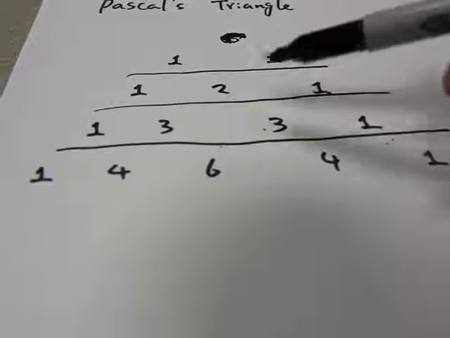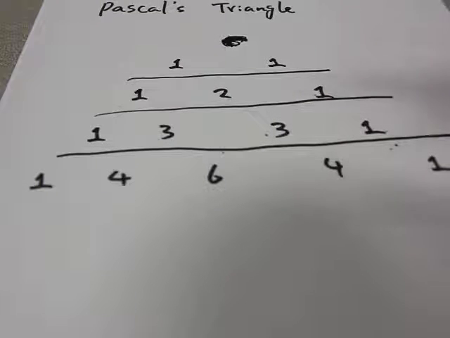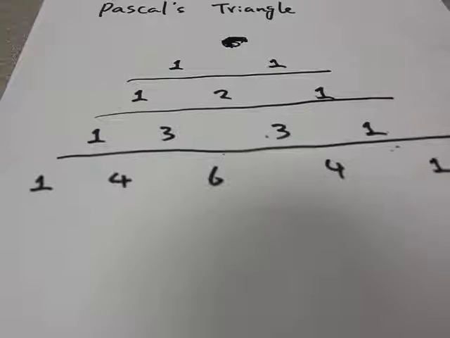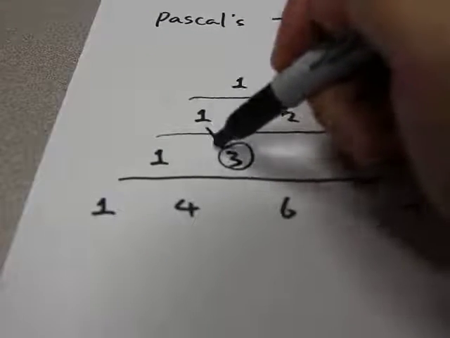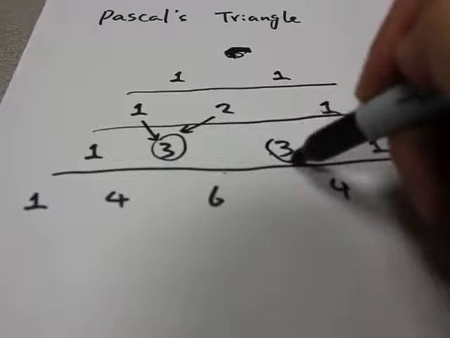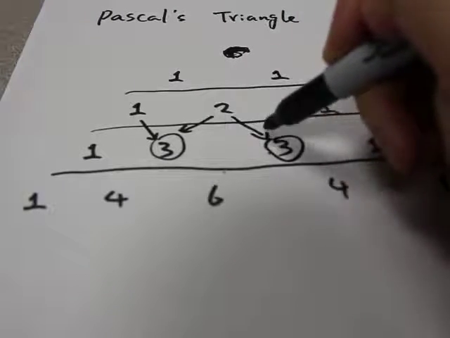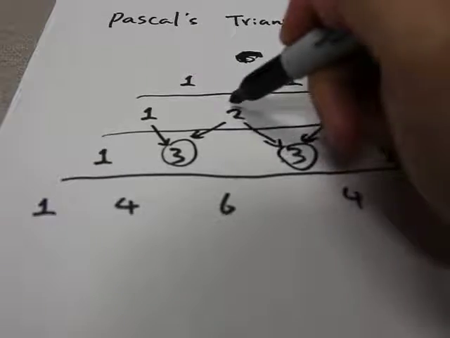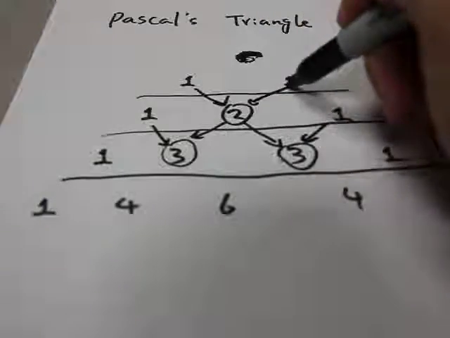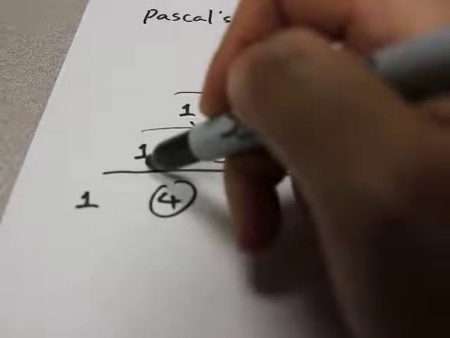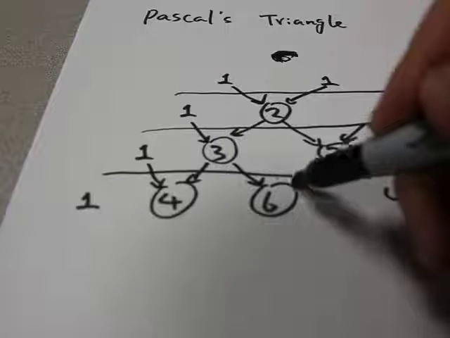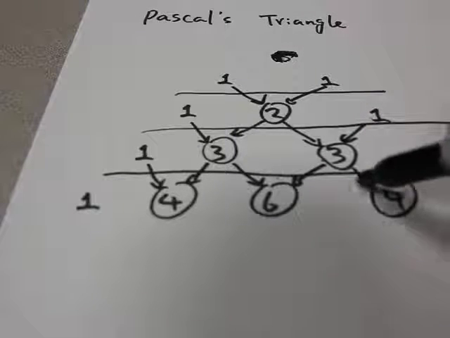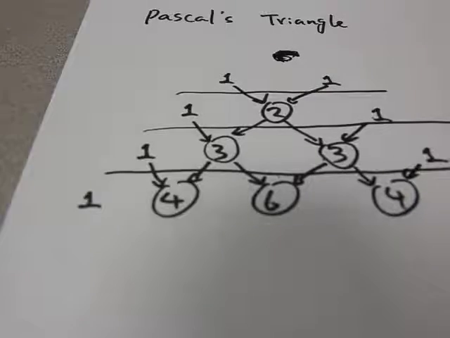And for the numbers between them, each number is a sum of the two numbers above it. For example, 3 is a sum of 1 and 2. See, 3 is a sum of 2 and 1. And here 2 is a sum of 1 and 1. So 4 is a sum of 1 and 3. 6 is a sum of 3 and 3. 4 is a sum of 3 and 1.